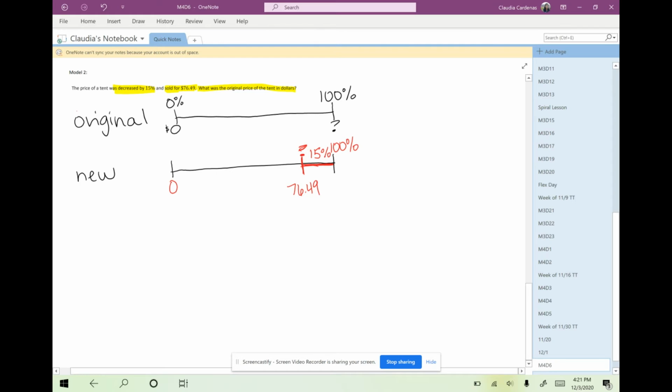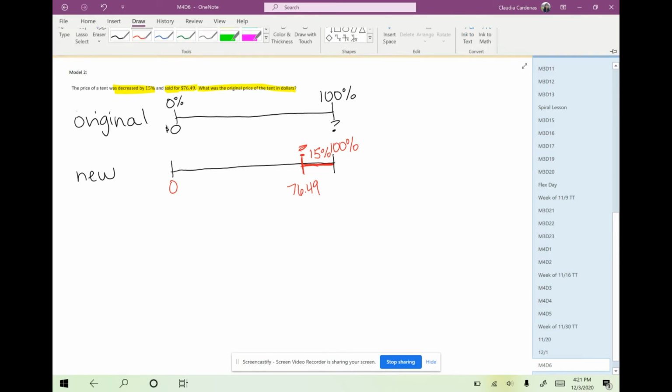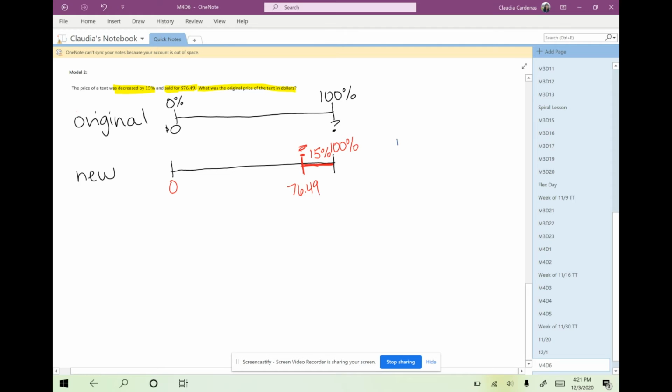Well, in the last problem, when it was increasing, we had to add it to 100%. Now that we are decreasing, we need to subtract it from 100%. So let's go ahead and borrow. And I see that this represents 85% of the original total. So let's add that to our number line, 85%. And so we are going to look back at the question and see that if it is decreasing by 15%, then we are actually using 85% here for our equation.